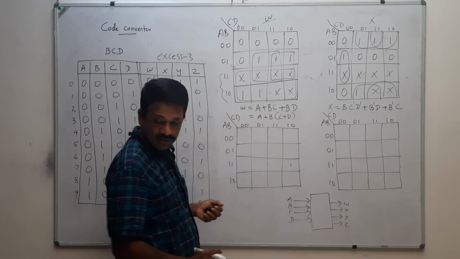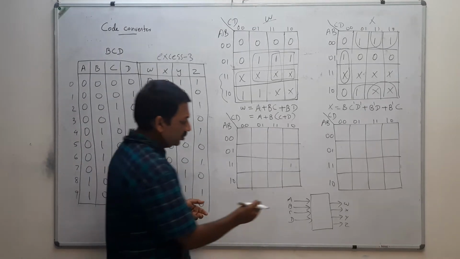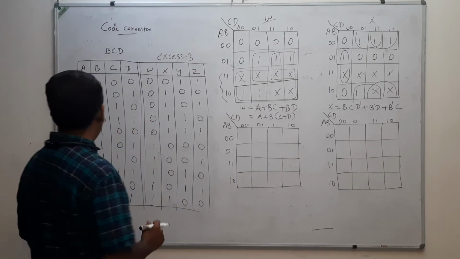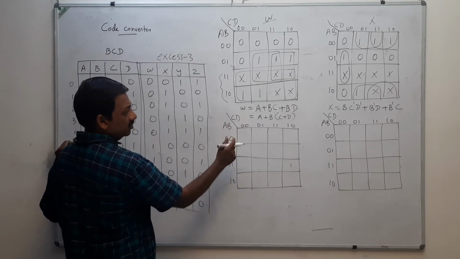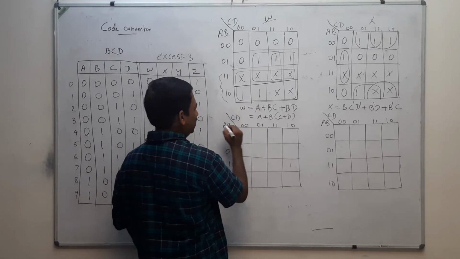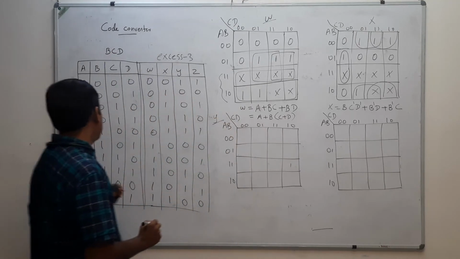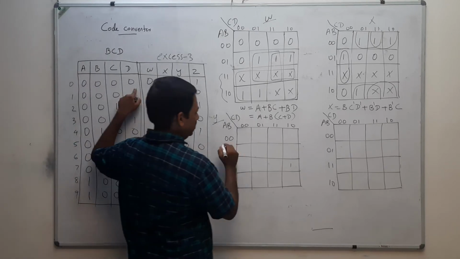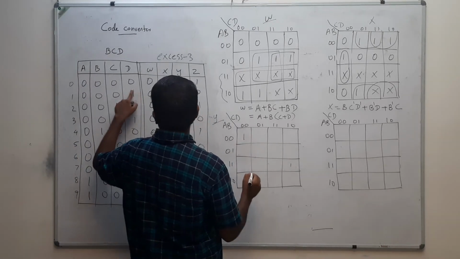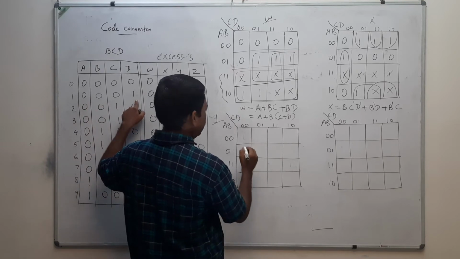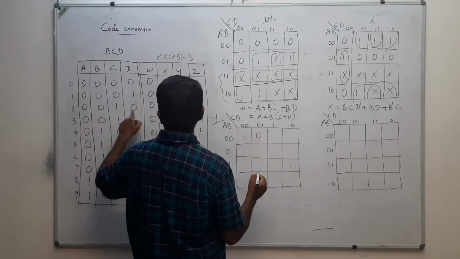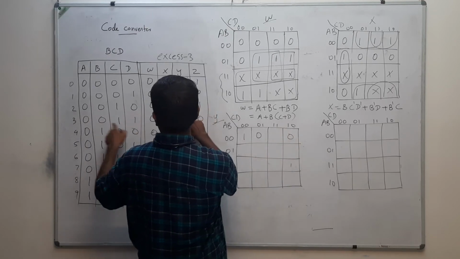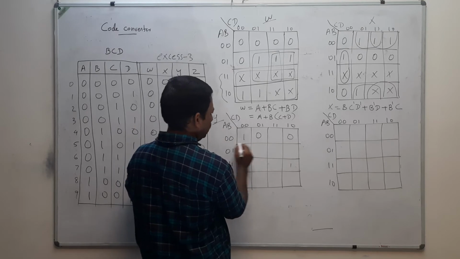Now, I am going to find Y. This is X, this is Y. What is Y? Y is A, B, C, D, 0, 0, 0, 0, it is 1. Then 0, 0, 0, 1 is 0. 0, 0, 1, 0, it is 0. 0, 0, 1, 1, it is 1.